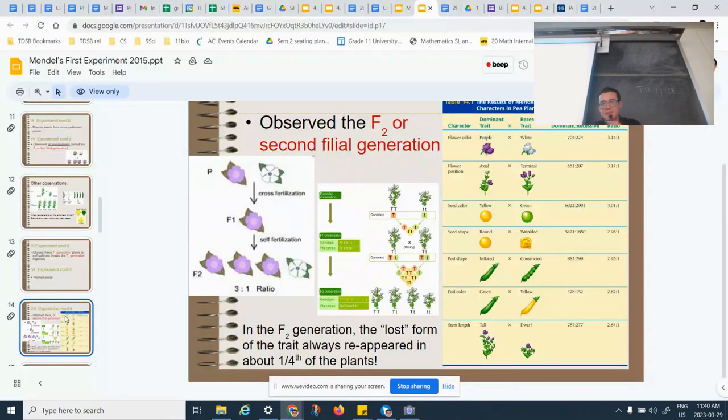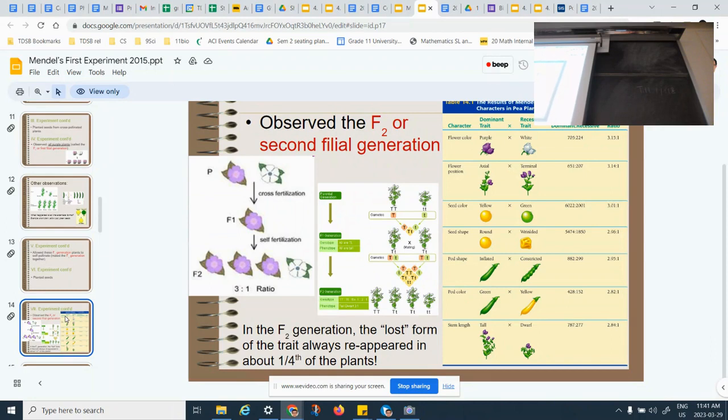And what he noticed is there's always some interesting ratio. So, for example, a purple plant crossed with a white flower plant, all the first generation offspring will be purple. But if you take two of these and cross them with each other, it would be about a 3-to-1 ratio of purple to white. Same thing for tall and short plants. By the second generation, there will be about 3 tall plants to 1 short plant.